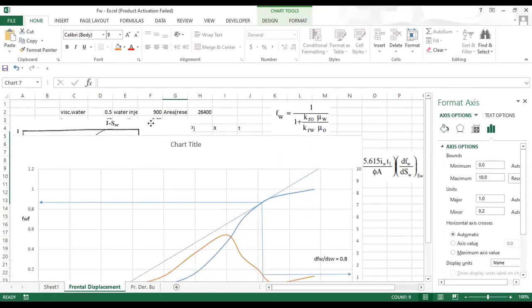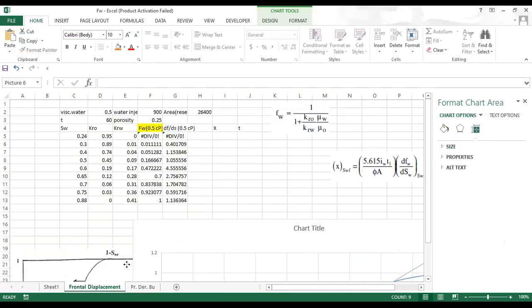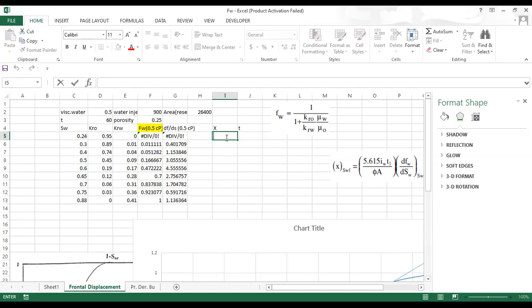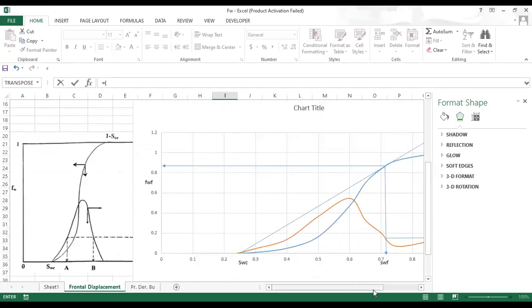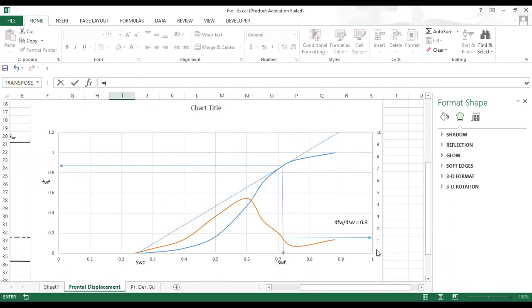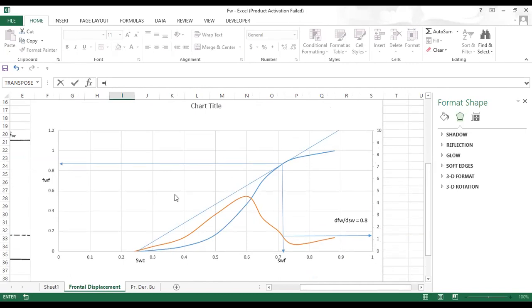Once after getting this value of dFW by dSW, let us put the value over here to estimate the x value. So dFW by dSW is 0.8. So x is here. I'm going to estimate using this formula, 5.615 into IW into T1 by 5A. This is the value I got for dFW by dSW. Let me check. It is showing 0.8, where it is touching over here, 0 to 1. The axis has 10 divisions.